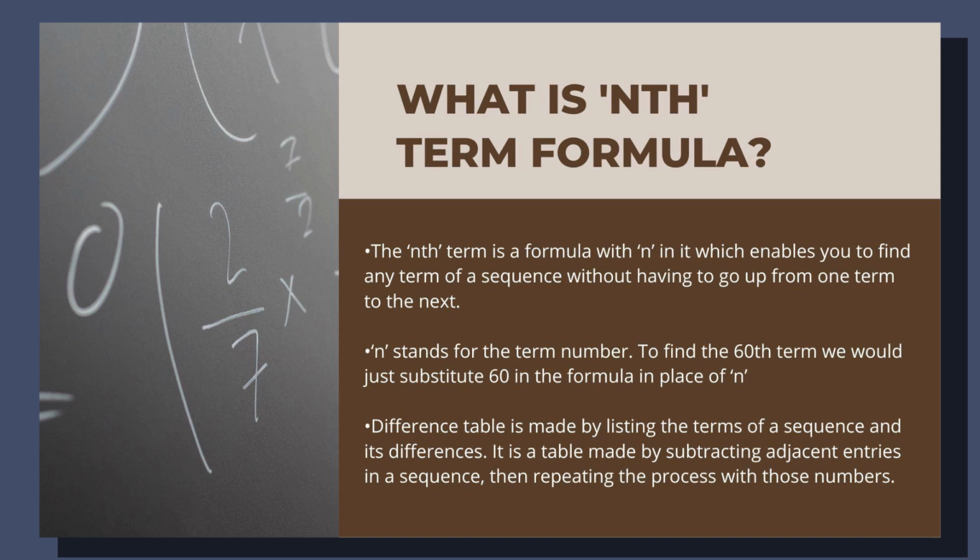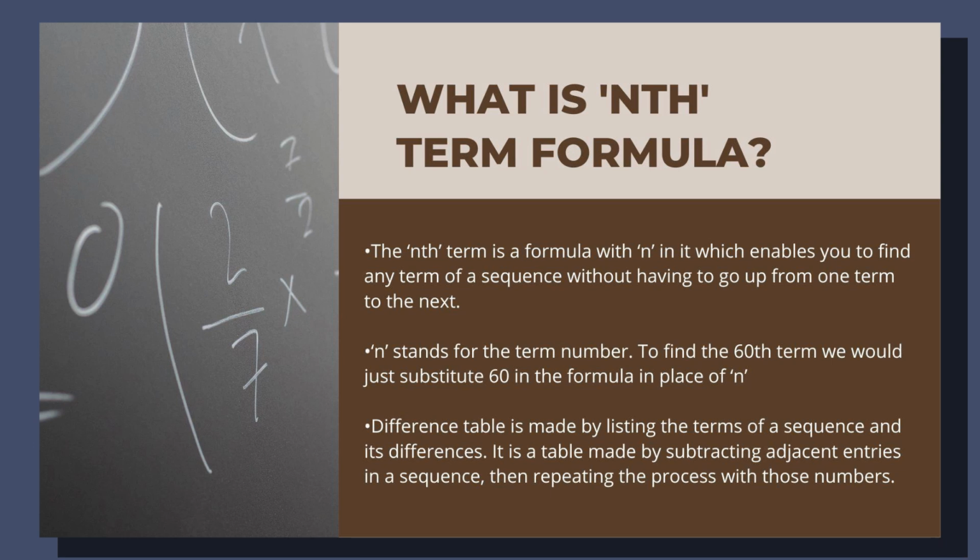What is the n-term formula? The n-term is a formula with n in it, which enables you to find any term of a sequence without having to go up from one term to the next. N stands for the term number, so to find the 60th term, we would just substitute 60 in the formula in place of n.